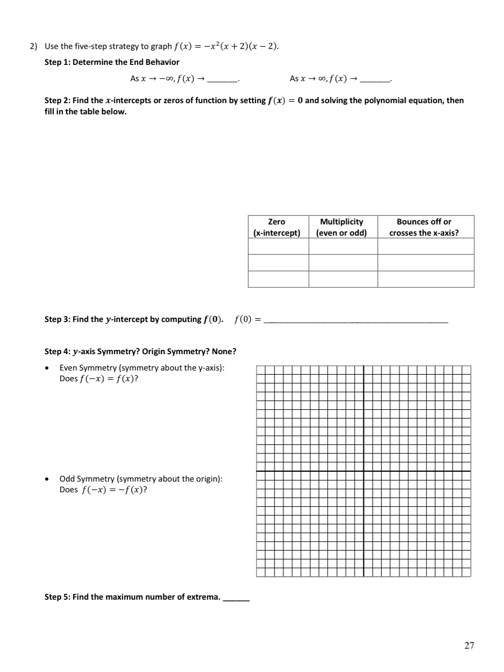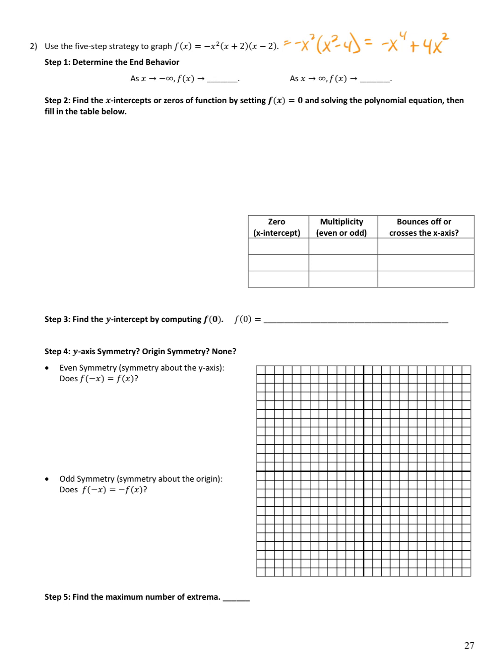Number 2, again, we're going to use the 5-step strategy to graph this function, f of x equals negative x squared times x plus 2 times x minus 2. To determine end behavior, it might be helpful to multiply this out. So I have negative x squared times x squared minus 4, and then distribute the negative x squared, and we have negative x to the 4th plus 4x squared.